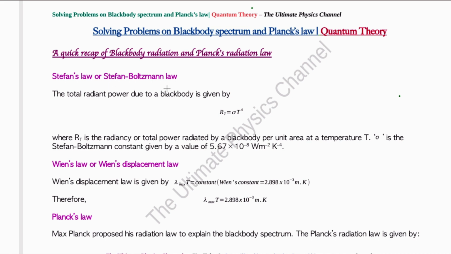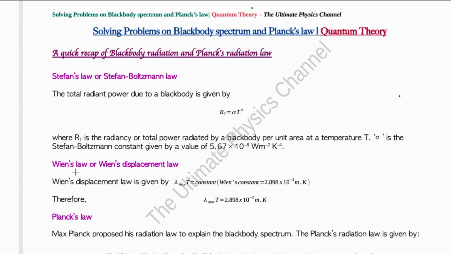Stefan's law or Stefan-Boltzmann's law. This law gives us the total radiant power due to a black body, and that is denoted by capital R suffix T, which is equal to a constant sigma times T power 4, where T is the temperature. So here the symbol R suffix T is the radiancy or total power radiated by a black body per unit area at a temperature T, and sigma is called the Stefan-Boltzmann's constant, which is given by the value 5.67 into 10 power minus 8 watts per meter squared per Kelvin power 4.